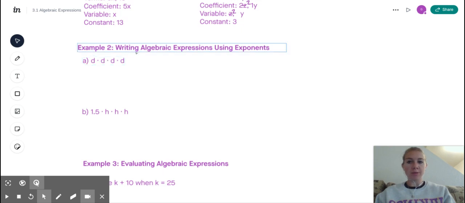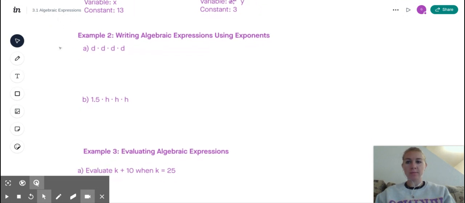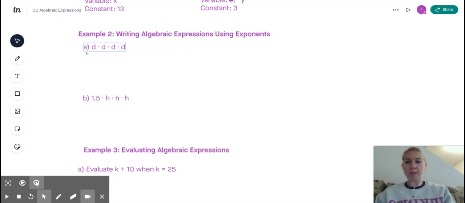All right, let's go over example 2, writing algebraic expressions using exponents. This is part of chapter 3, section 1, algebraic expressions. In problem A, we have d times d times d times d.